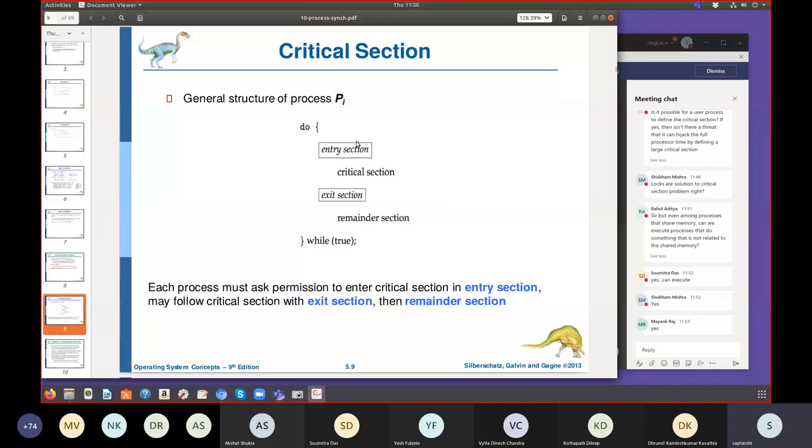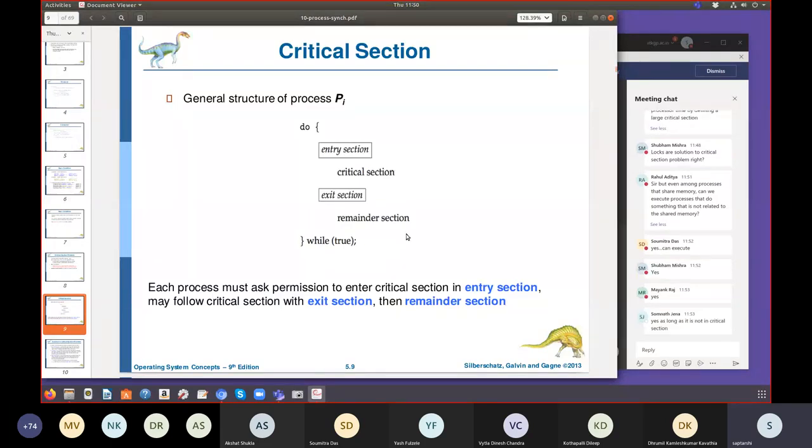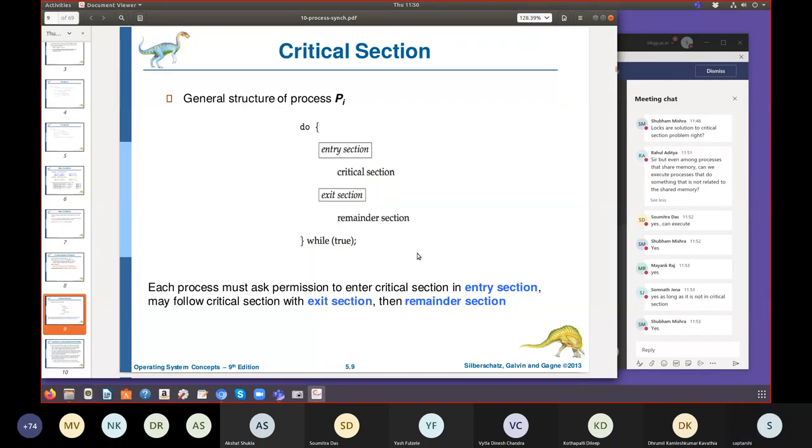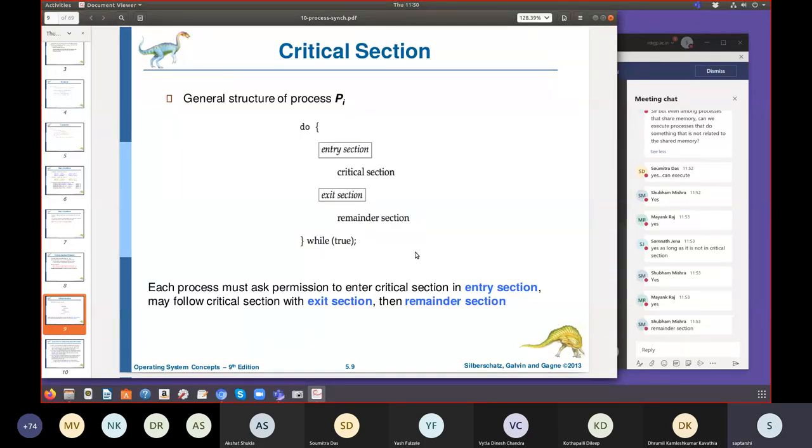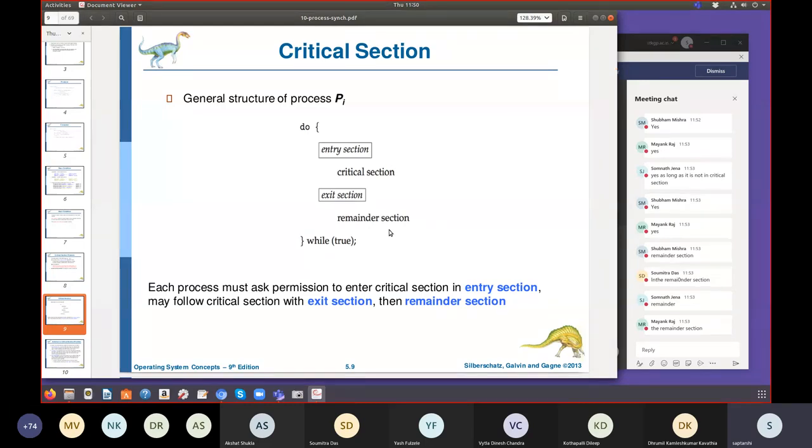And in the slide that I am showing now, is that question answered? Kind of. In this slide, there is one term I'm looking for. Exactly what Shubham said, the remainder section. If the other processes are in the remainder section, then there is no harm at all. The only restriction is that more than one process should not be in the critical section. Otherwise, all processes can execute the remainder section concurrently.